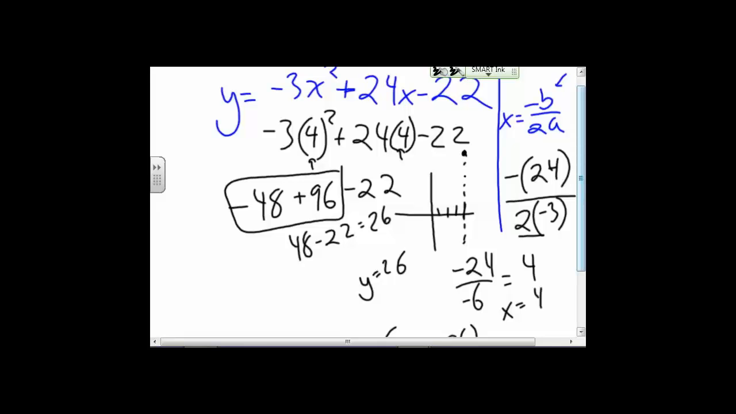Looking over here, which direction does this tell me my parabola is going to go? Is it going to be a happy face or sad face? It's going to be a frowny face. All right? And then what does this negative 22 tell me? That's my y-intercept. So at negative 22, that's where it crosses the y-axis. All right? There is a lot on this page.